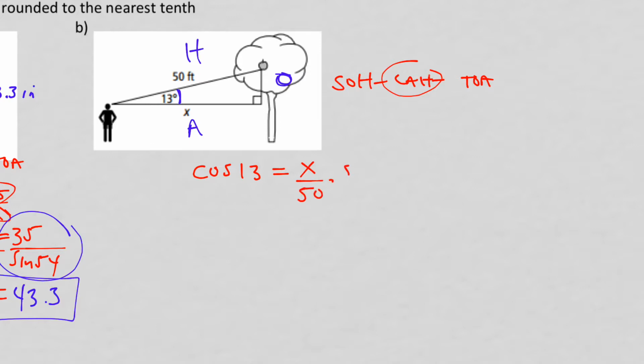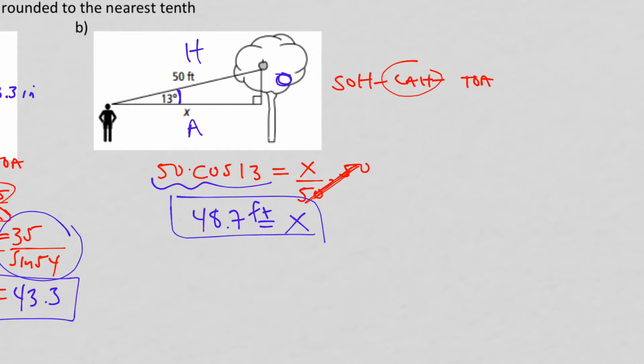And I can solve the equation by multiplying by 50 to both sides. And once I'm here, this is the job of the calculator, so x equals 48.7. Sorry guys, that came out kind of messy. 48.7 feet. So in this case, the distance between the guy and the tree is about 48.7 feet.